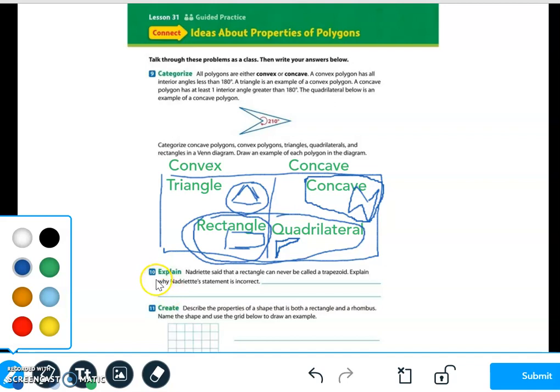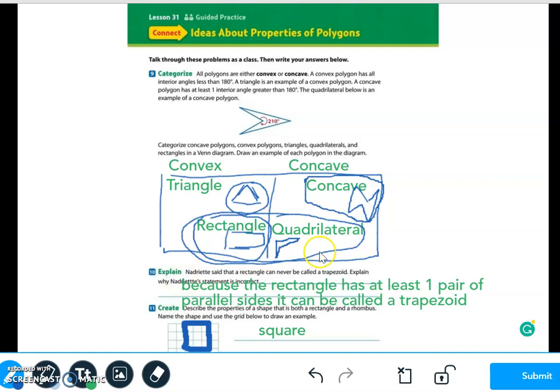All right. Now we're on to question 10. It says, N said that rectangles can never be called trapezoids. Explain why N's statement is incorrect. So we can use our Venn diagram from our previous page to help us answer why this statement is incorrect. Let's pause and give it a try. After you're done, go ahead and move to 11. It says, describe the properties of a shape that is both a rectangle and a rhombus, name the shape, and use the grid below to draw it.